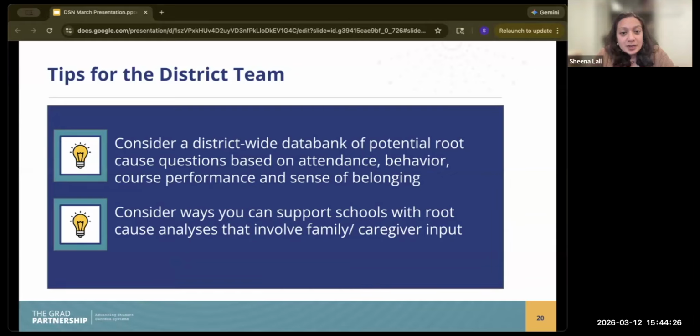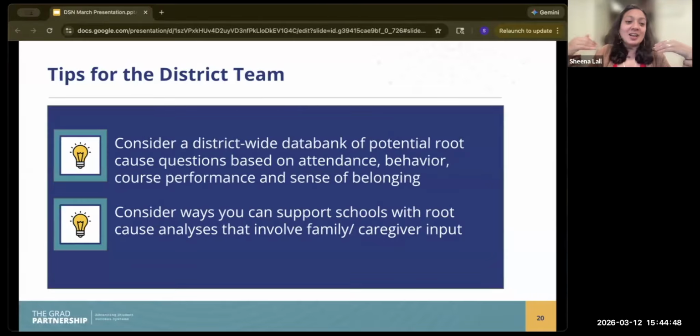Consider a district-wide data bank of potential root cause questions. For our teams, it was very much like, okay, now we want you to go out and find out why students are not coming to school, or why we're failing classes, or perhaps why parents are saying they don't feel like they belong to the community of the school.